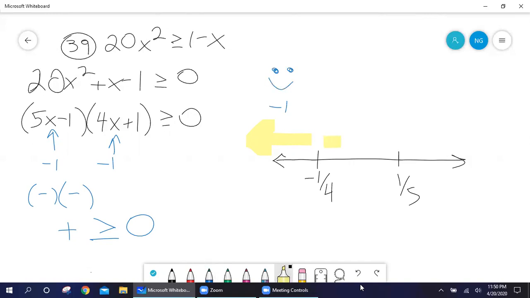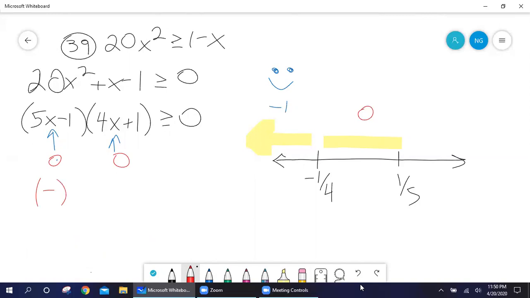If I test a number in between, like let's say 0, that's going to leave me with a negative times a positive, which will be negative. And the question is, are negatives greater than or equal to 0? No, they are not. This didn't work.